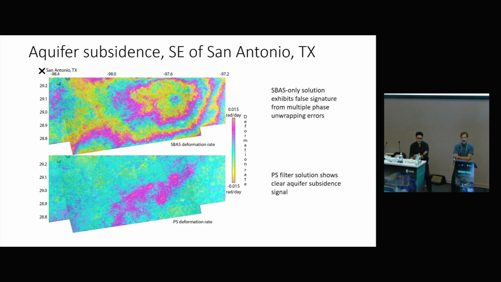Just one slide on the aquifer region. The top is the SBAS solution. Something that you could convince yourself is a subsidence bowl, but in fact that's almost generated entirely by phase unwrapping errors in the SBAS solution. If you apply the PS filter and go through the data flow, you see something on the bottom, which I guess you'll have to take my word for it, but it's much more plausible given the watering records and such in this area.